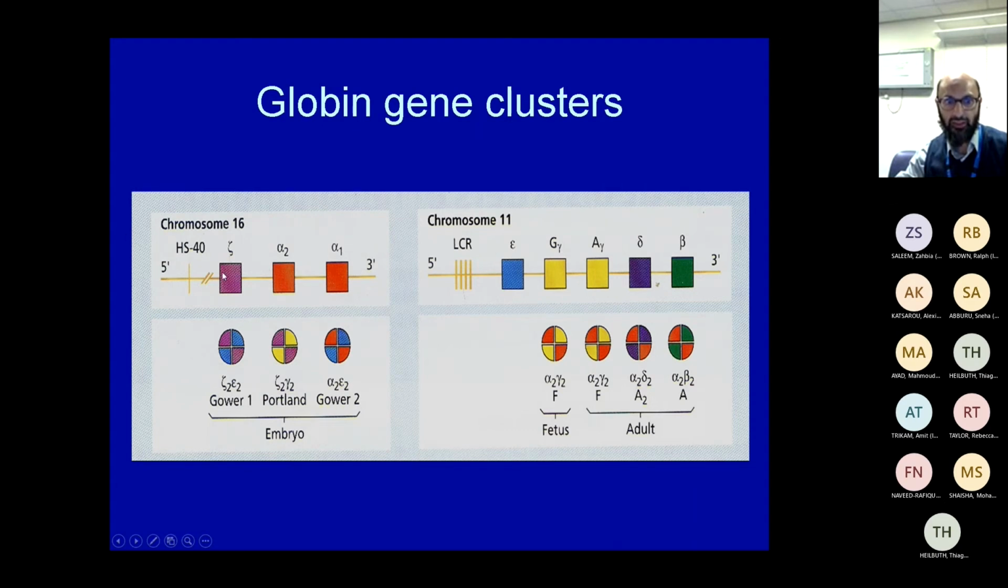So here we have the alpha cluster, which is made up of some chains which are expressed in utero, the zeta chains, which make up some of the embryonic hemoglobins, and then the alpha globin genes, which result in synthesis of alpha-2 and alpha-1 globin chains. Then on the beta cluster, we again have some of the embryonic chains, then the gamma globin chains, and then the genes leading to the delta and beta globin chains, which make up the predominant hemoglobins that we see during adult life.